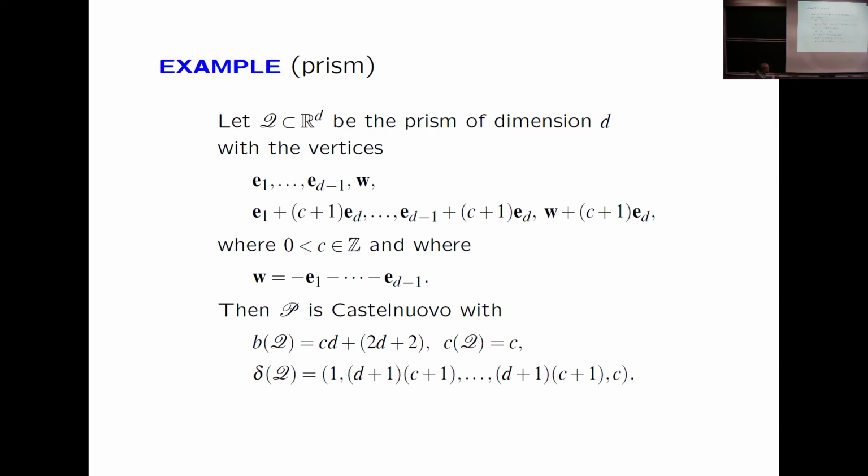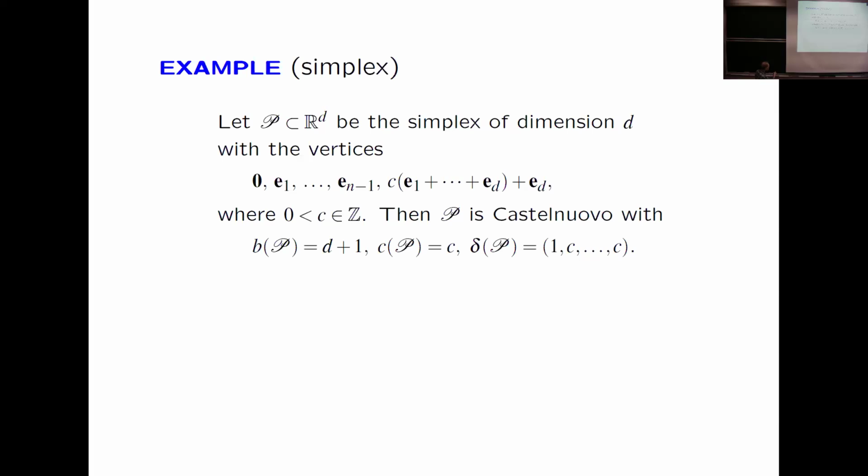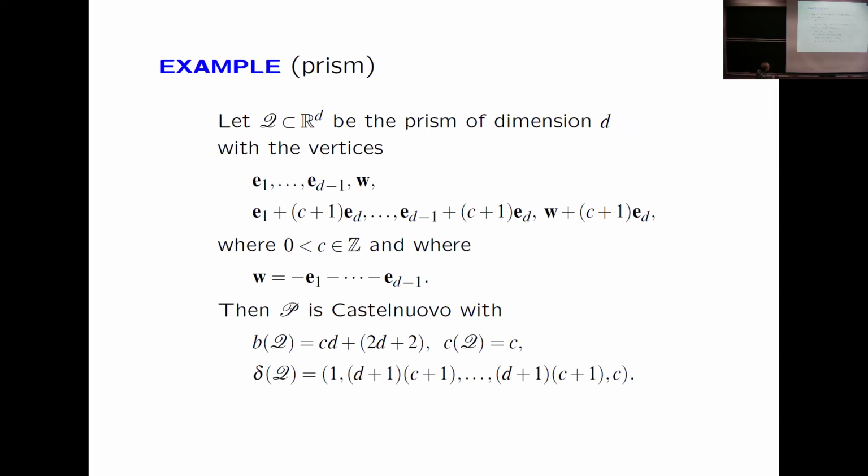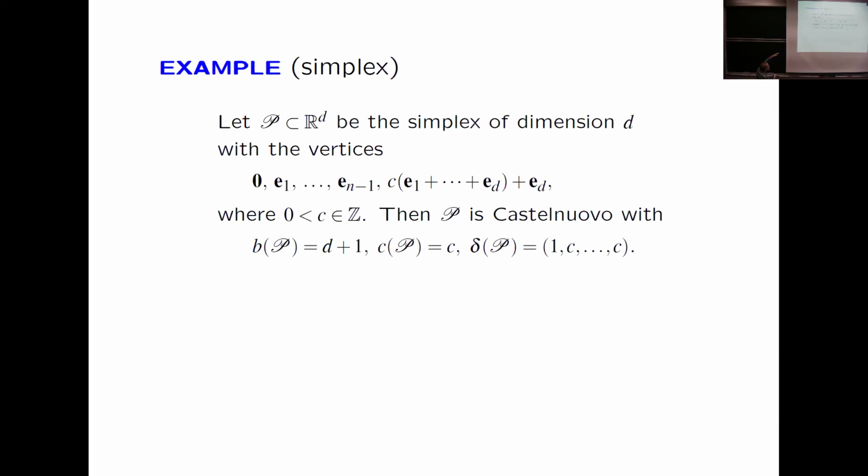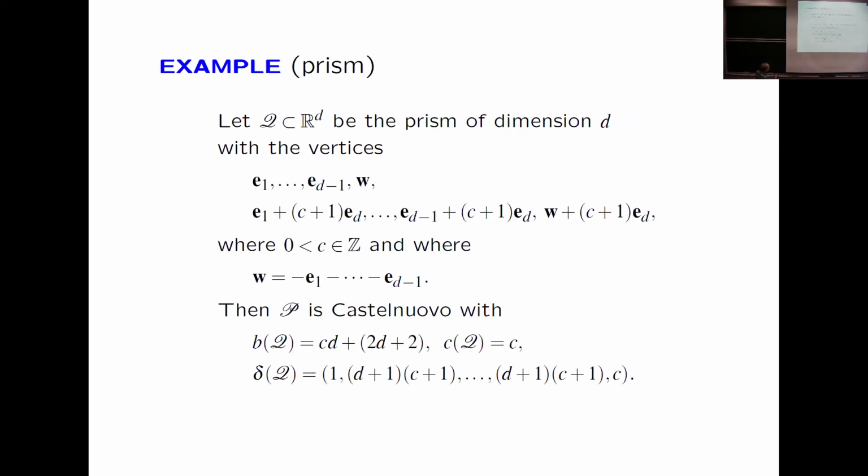And this is also Castelnuovo. So the interior points are both C, but the boundary points are D plus 1 for this one, and CD plus ND plus 2 for this one. We can construct these by the prism and the simplex. We can construct with a fixed number C if we fix C, and the boundary points go from D minus 1 up to CD plus 2D plus 2. Yes, we can construct these.